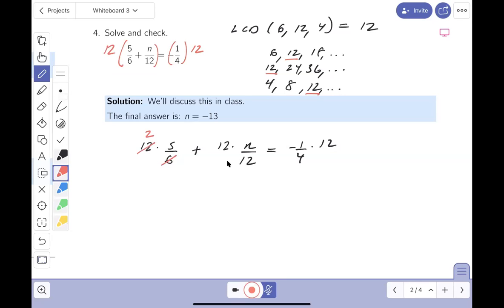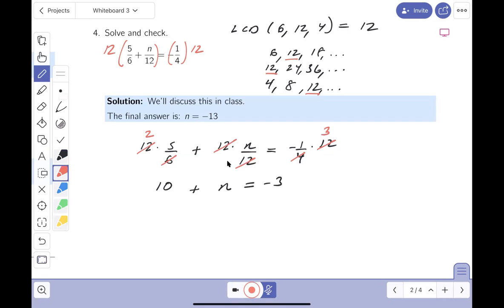All right, to the next one. 12 goes into 12 once. Well, that's not so bad. 4 goes into 4 once. It goes into 12 3 times. Let me go through the work. First term, 2 times 5 is 10, plus second term is 1 times n, which is n, equals, well, now I got minus 1 times 3, which is minus 3.